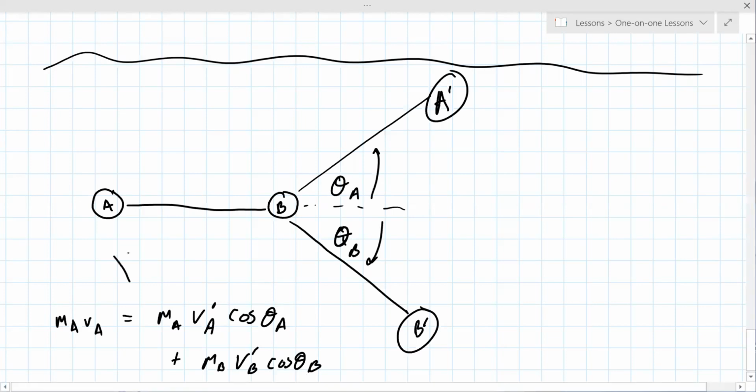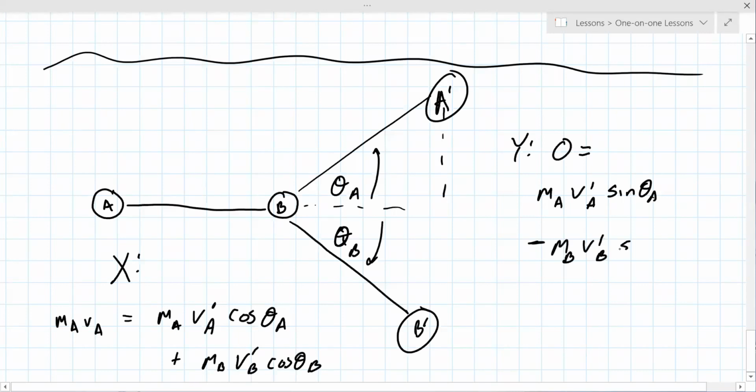Okay, so now that was in the X direction. Now the Y direction: because the ball is only moving horizontally initially, it's 0 equals, because nothing else happens except on the right side. So you got mass of ball A, velocity prime of ball A, sine theta A. That gives us the Y component. But that's positive, and then it's going to be minus mass of ball B, velocity prime of ball B, sine theta B. That's going the other direction.